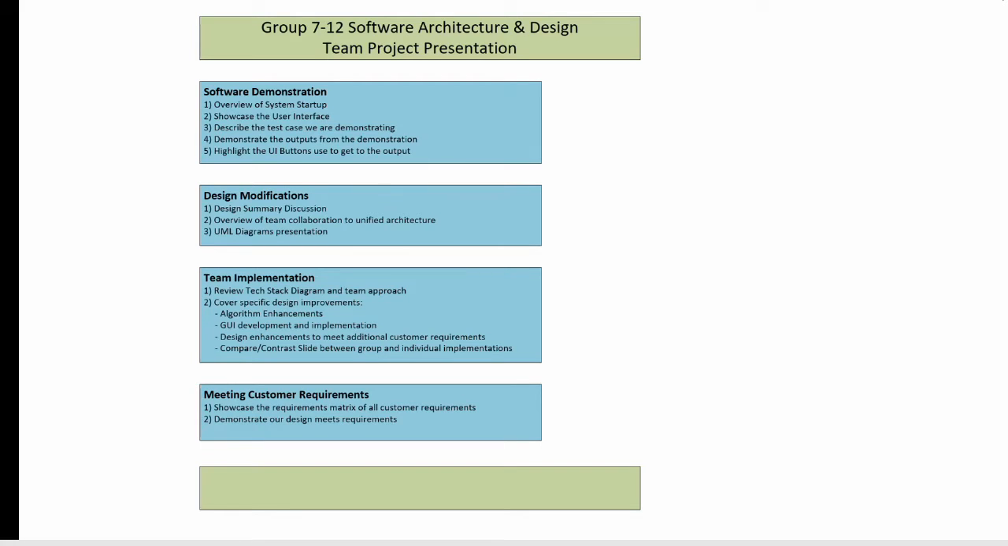First of all, welcome to the Group 712 Software Architecture and Design Team Project presentation. In 10 minutes, we've got a lot of information to cover, and you'll notice that there's a lot of information within each of the four subsections that we're going to be covering. Most specifically, we're going to give you the software demonstration to let you see how that works, what the look and feel is like. Second, we'll go into design modifications and then dive into team implementation and finally go over how we not only kept track of customer requirements but also met those.